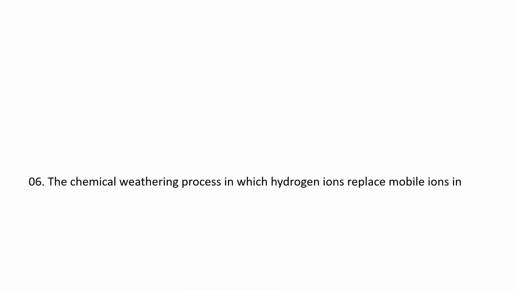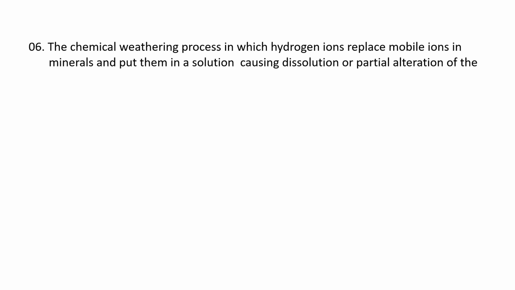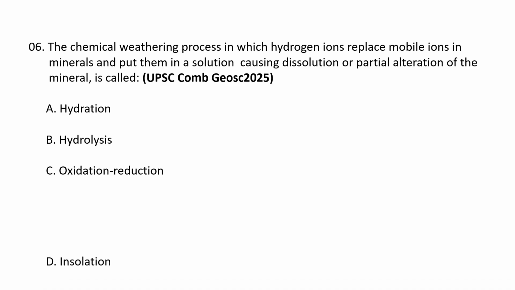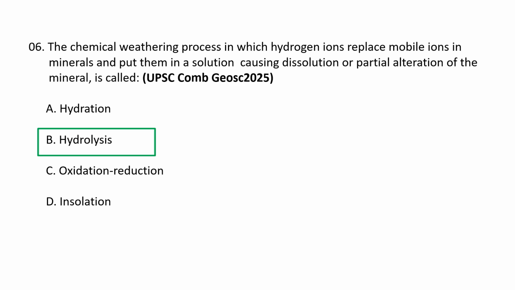Next question. The chemical weathering process in which hydrogen ions replace mobile ions in minerals and put them in a solution, causing dissolution or partial alteration of the mineral, is called A. Hydration, B. Hydrolysis, C. Oxidation reduction, D. Insolation. So the correct option is B. Hydrolysis. The chemical weathering process where hydrogen ions from water replace mobile ions in minerals, leading to their dissolution or partial alteration, is known as hydrolysis.